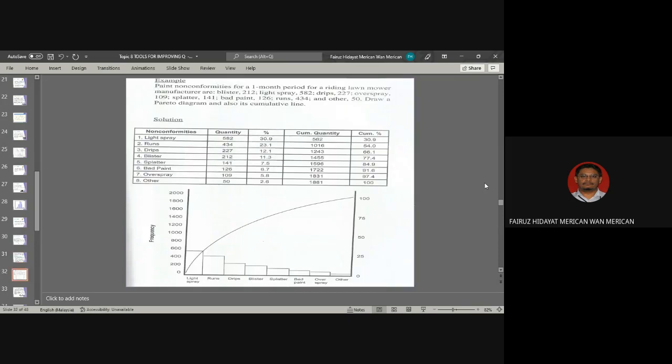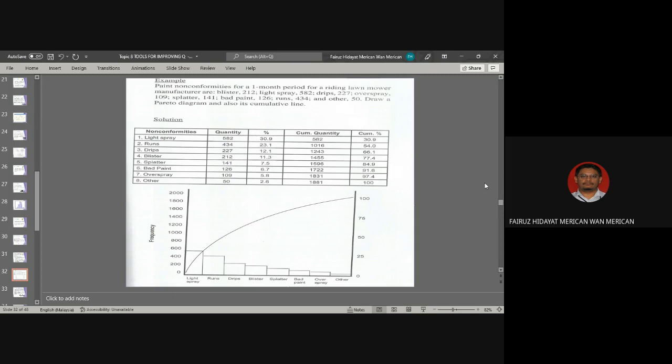So the illustration there shows the situation where they are analyzing the paint non-conformities or the paint defects for 1 month, for their product, which is a riding lawnmower. So a lawnmower you can ride on, you can drive the lawnmower. Of course it has to be painted, and they will measure the quality of the painting of the lawnmowers for 1 month. And they look at the deformities or the defects of the paint process.